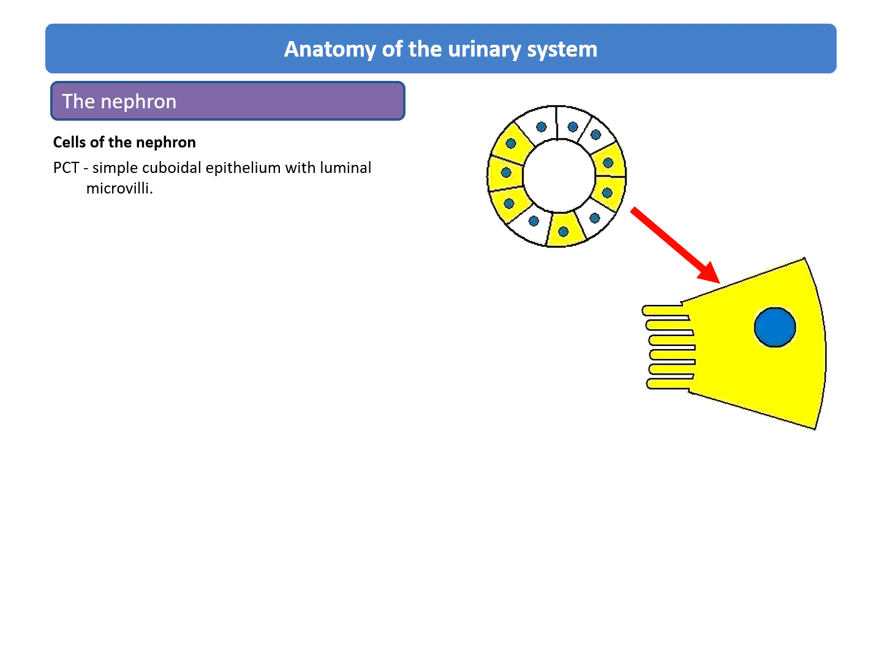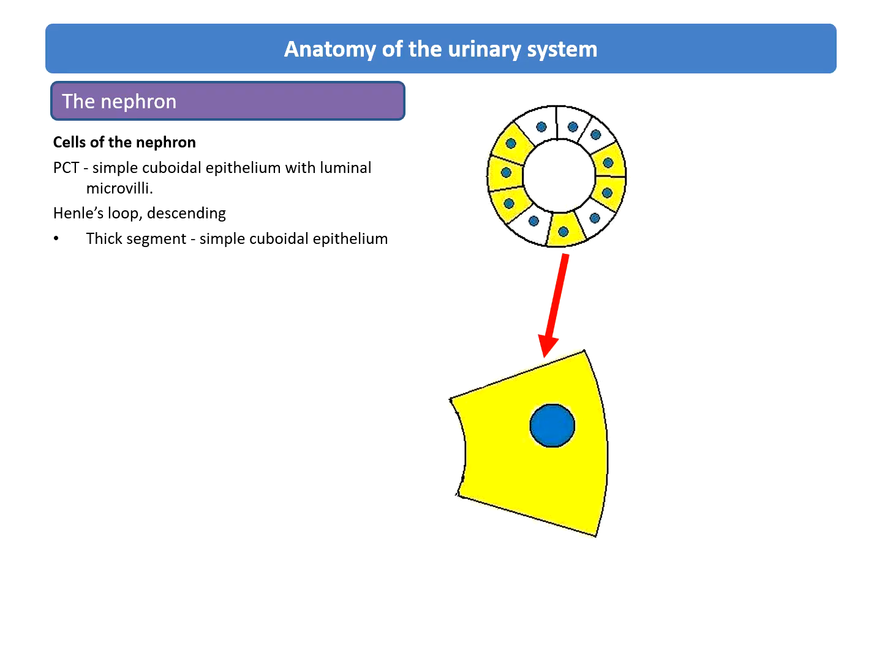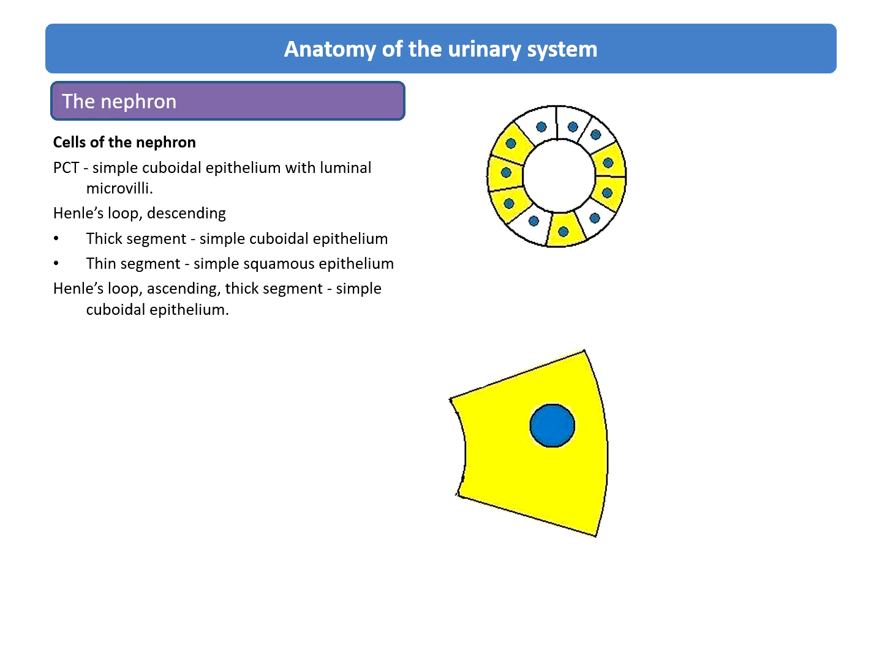The cells of the nephron also include, in the proximal convoluted tubule, simple cuboidal epithelium. The luminal border of the cells contain microvilli. Now remember, the lumen is the space inside a tube. The Henle's loop, the descending limb, contains a thick part with simple cuboidal epithelial cells and a thin segment containing simple squamous epithelium. Henle's loop, ascending, has a thick segment with simple cuboidal epithelium.